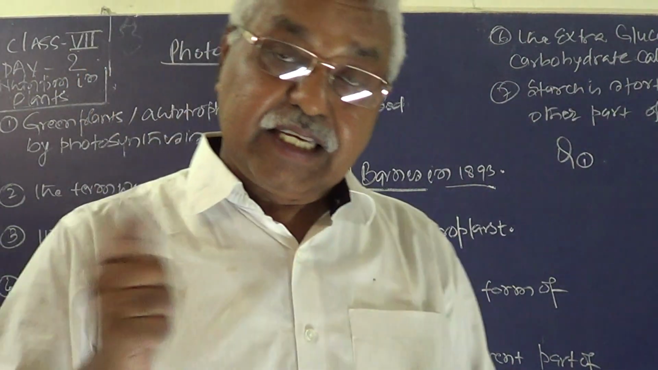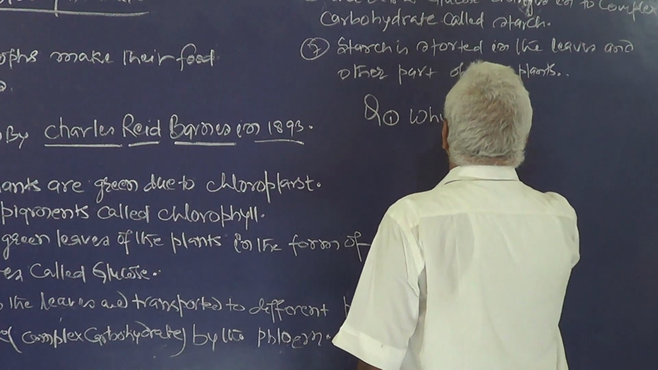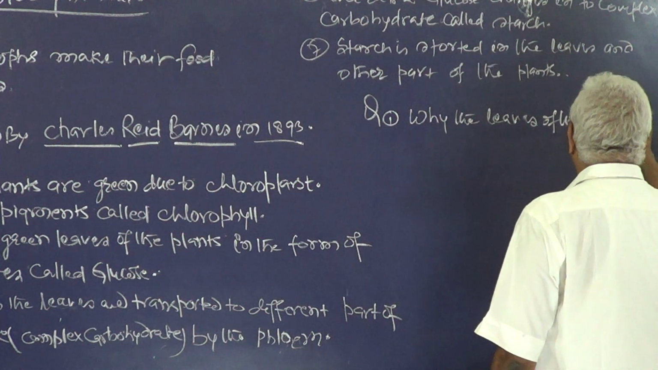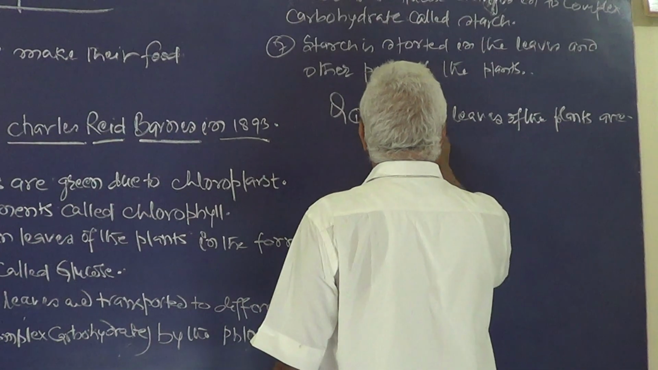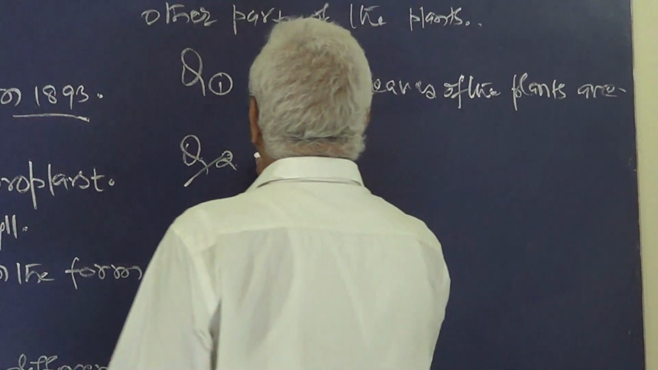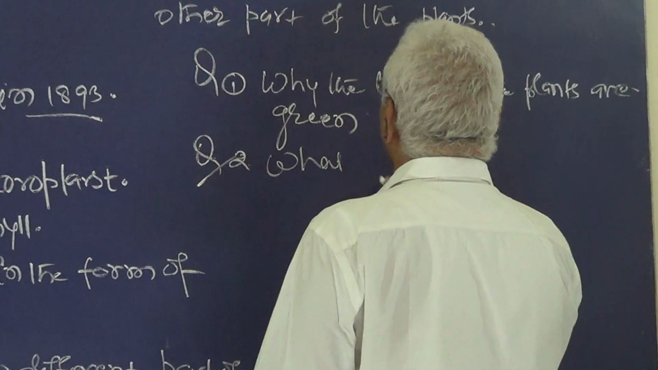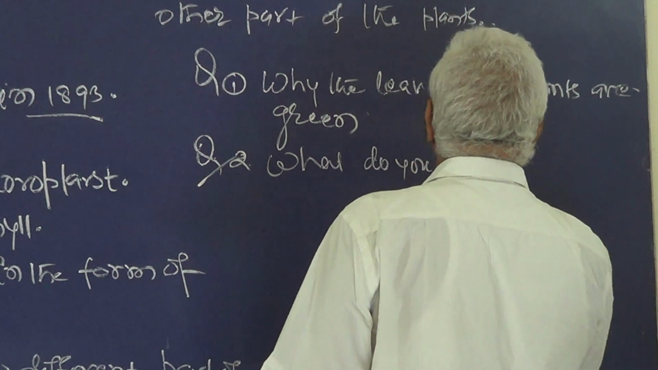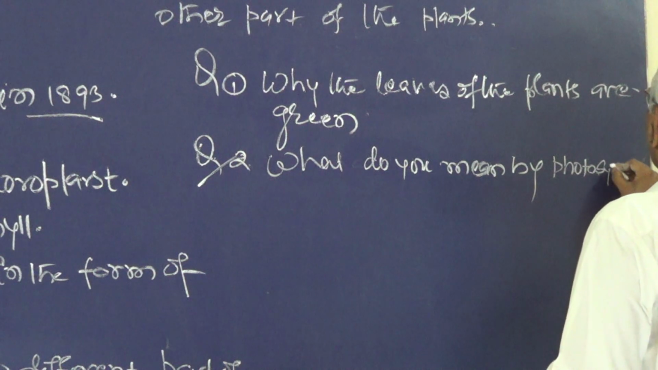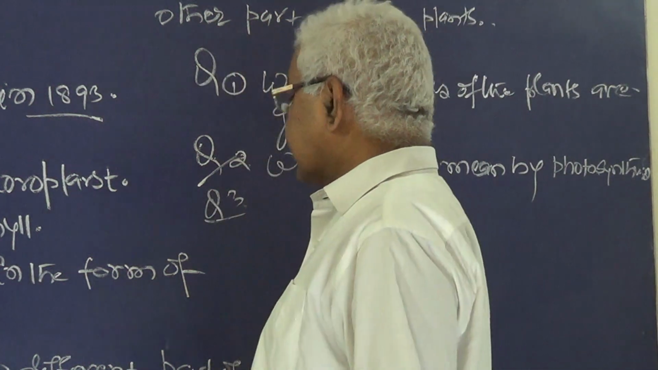Now, from what we have discussed so far, what question can be made? Question one: why are the leaves of the plants green? Second question: what do you mean by photosynthesis? Question number 3, we will discuss it.